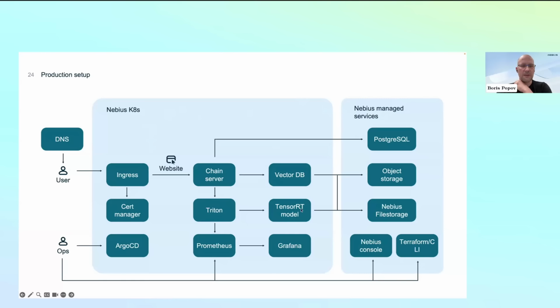The vector database and TensorRT model can read from our object storage, and maybe even Nebius file storage, which is our managed distributed storage. For the chain server itself, you might need to store sessions somewhere, or you might need to store chat history or something like that. So what you can use is probably some SQL database in the background as well.